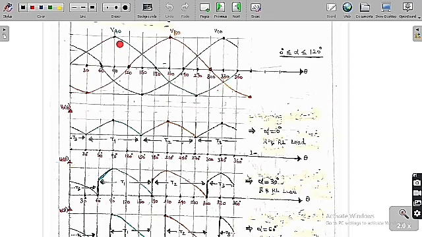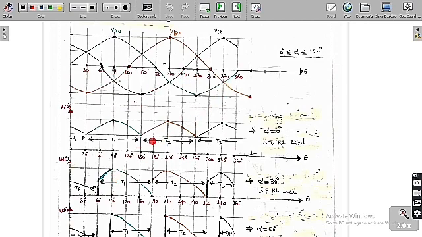So VA0 is equal to Vm sin omega t, and VB0 is equal to Vm sin(omega t minus 120), and VC0 is equal to Vm sin(omega t minus 240). So this is the diagram we are going to get, with a phase shift of 120 degrees between each of them. For every 30 degrees we are going to draw these lines.